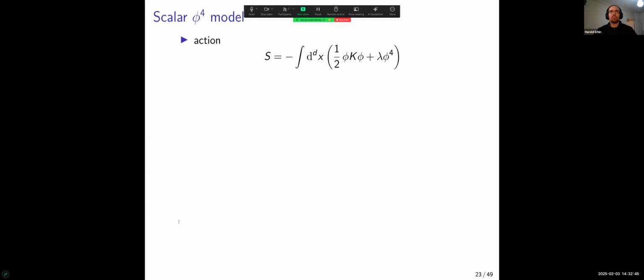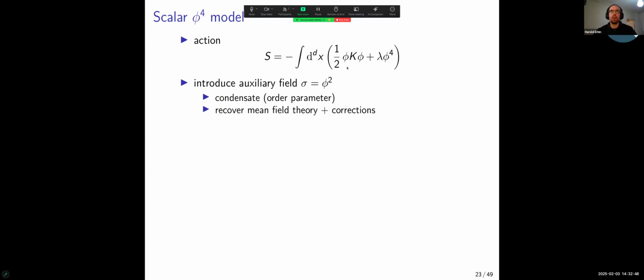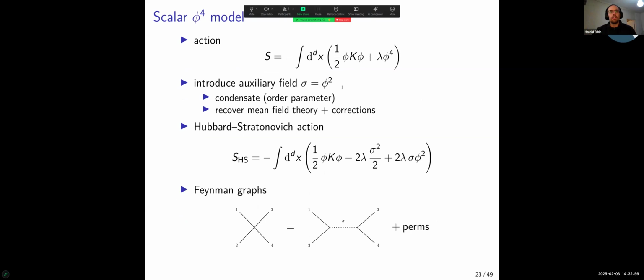Okay, so here is the action for the phi^4 scalar model, with some arbitrary kinetic operators. We want to introduce an auxiliary field sigma, which is equal to phi squared on shell. Now if we write this Hubbard-Stratonovich action, we see that if we take the variation with respect to sigma, we find indeed sigma equals phi squared. And if we plug this back, we go back to the previous action. So on shell, it's completely equivalent. Sigma is not dynamical because there is no kinetic term here. So it's really just a plain auxiliary field. But the good point is that now you just have cubic interactions.